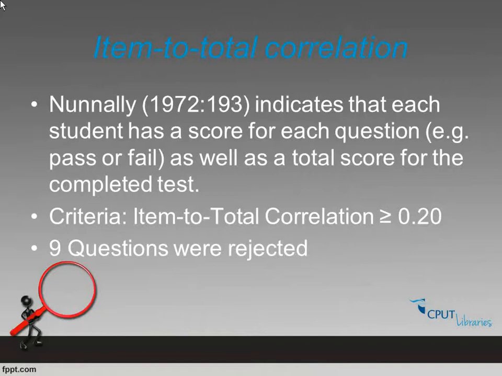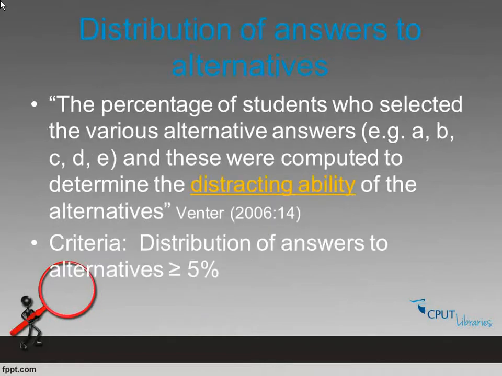So that is the item to total correlation. This for me is an extremely interesting one, and I don't think this one is covered in Blackboard. It is the distribution of answers to alternatives. And what this is, is the percentage of students who selected the various alternative answers, for example A, B, C, D, E, those alternatives that they must choose from. And it computes and determines the distracting ability of those alternatives.